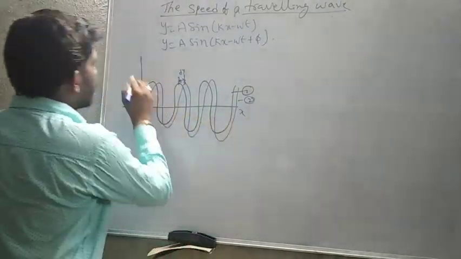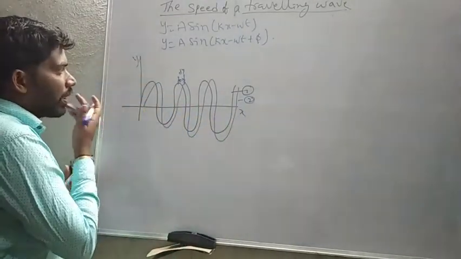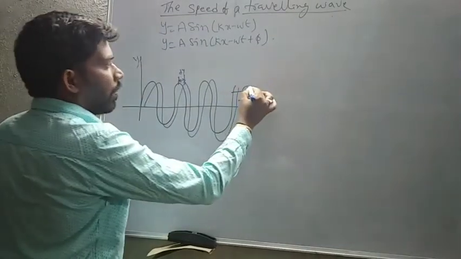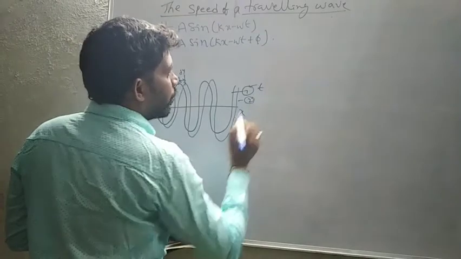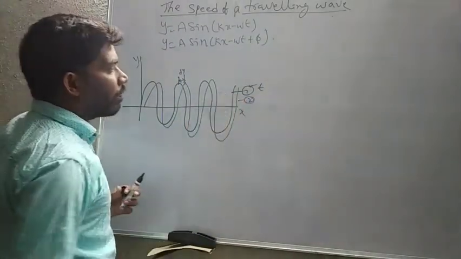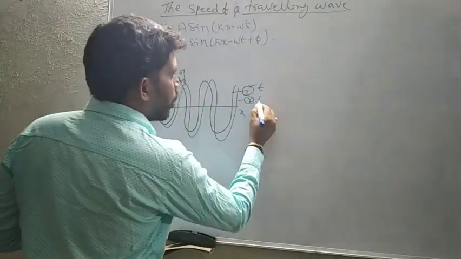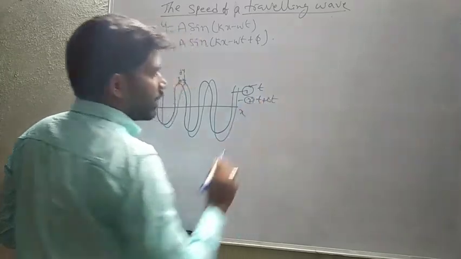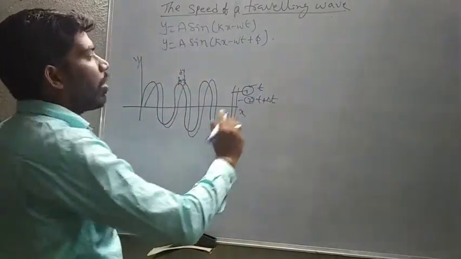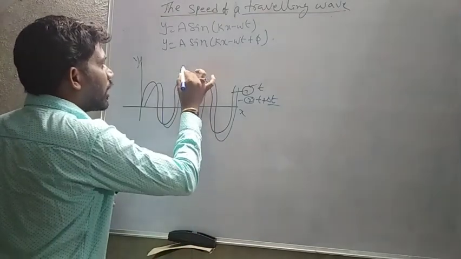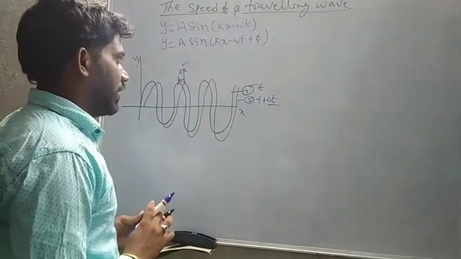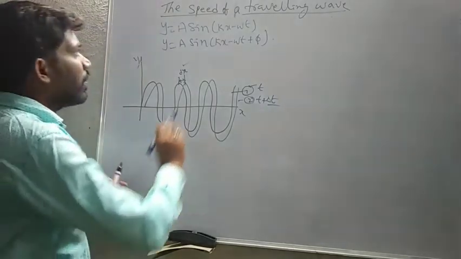This is the x-axis, this is the y-axis. The black one, the first wave, is at time t. The second wave is at time t plus delta t. We take a small interval of time difference and the displacement difference.